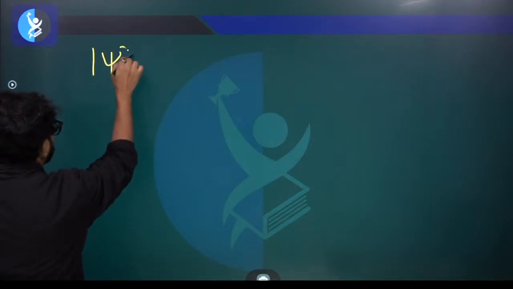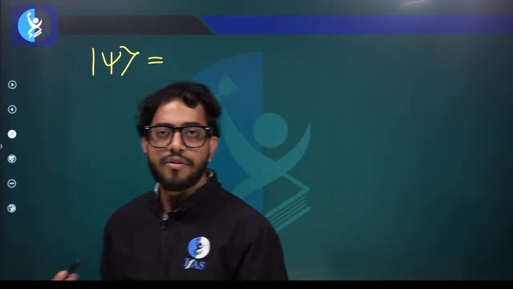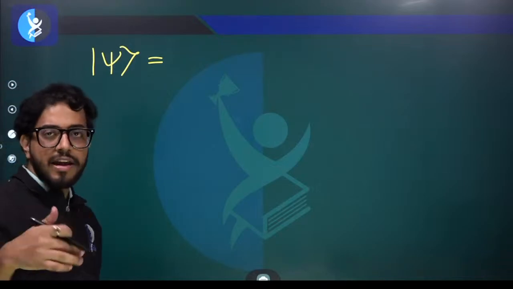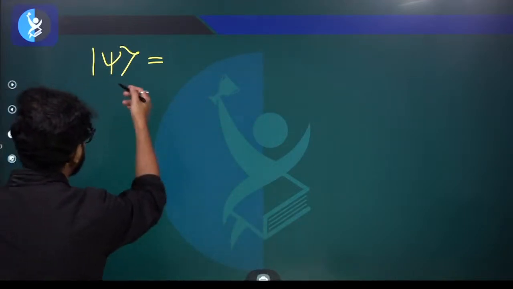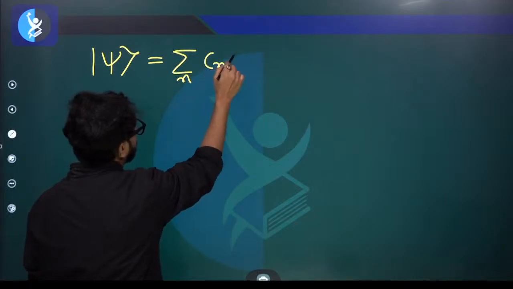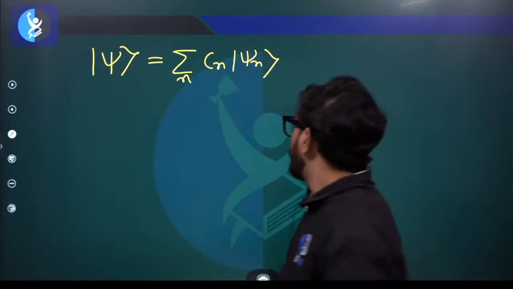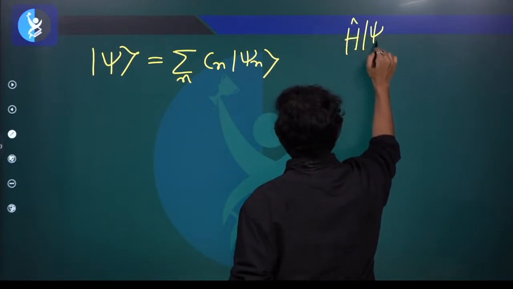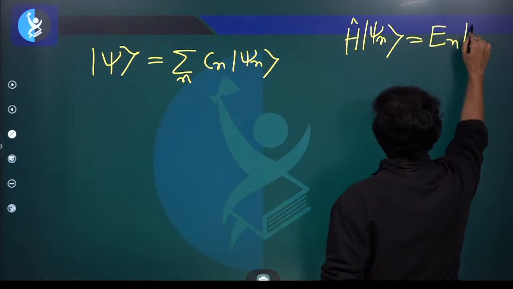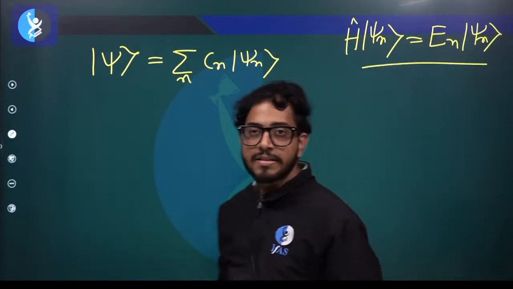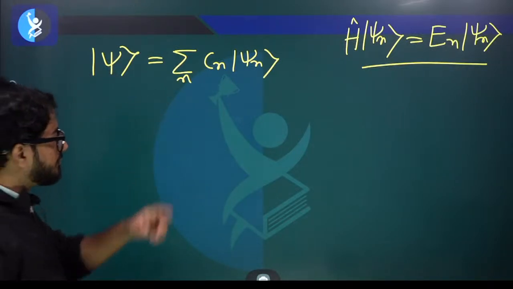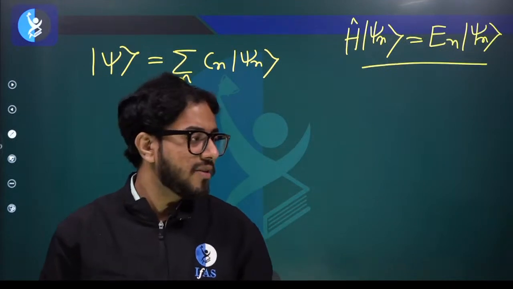Any arbitrary wave function psi, we know that the eigenvectors of a Hamiltonian form a basis in the Hilbert space. I mean, eigenvectors of any Hermitian operator form a basis in the Hilbert space, and therefore any arbitrary psi can be written as sum over n c_n psi_n, where psi_n are the eigenvectors of your Hamiltonian. I mean, you know that H psi_n equals E_n psi_n. I mean, psi_n are the stationary states. These are the eigenvectors of your Hamiltonian.